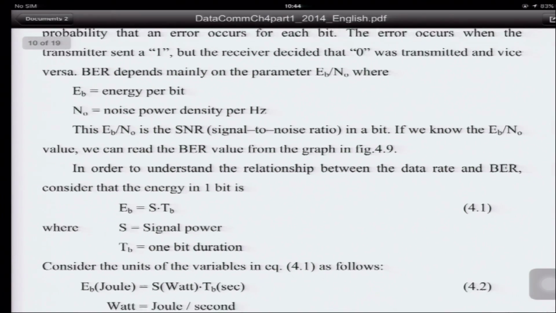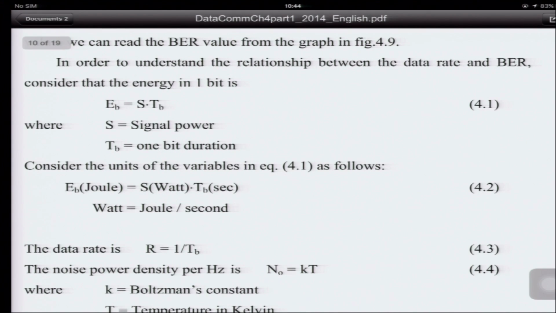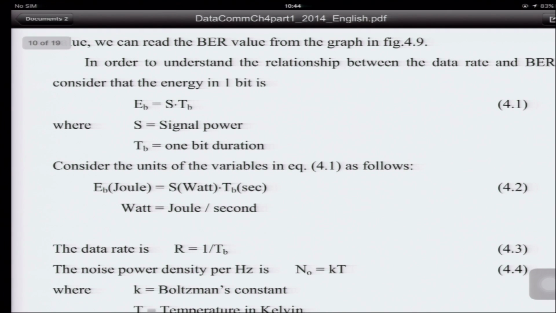Now I want to show you the relationship between the data rate and the bit error rate. Let's look at it as the energy in 1 bit is equal to the signal power multiplied by the 1 bit duration. So Eb equals S multiplied by Tb. If you consider the units of the variables, you can see that Eb is in joules, S is the power with the unit watt, and Tb has the unit second. So watt is equal to joules per second.